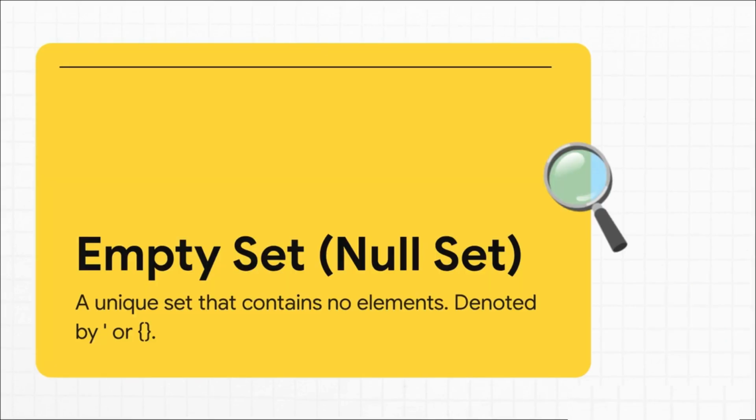So, what's the opposite of a set with one thing? A set with nothing. We call this the empty set, or the null set. It's the one-of-a-kind set that contains absolutely zero elements. We show it with this special symbol, or sometimes just with empty curly braces. It's basically how we talk about nothing in the world of sets.